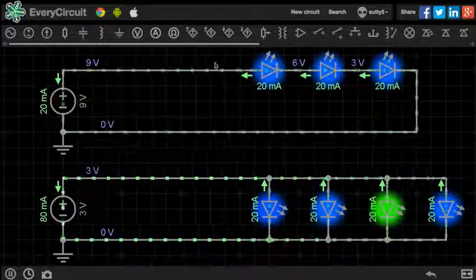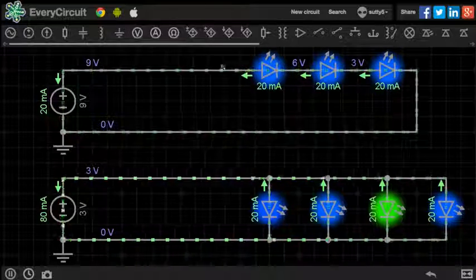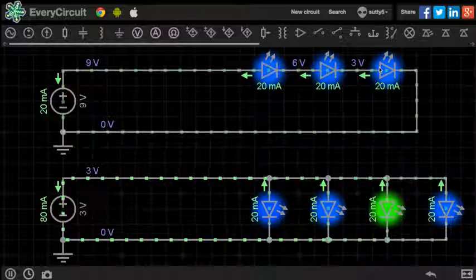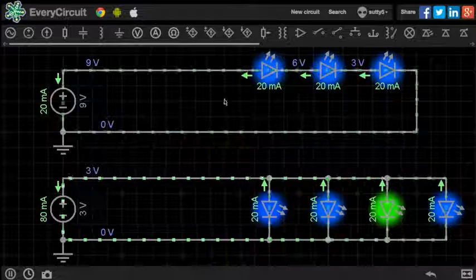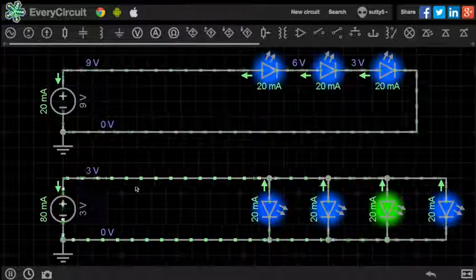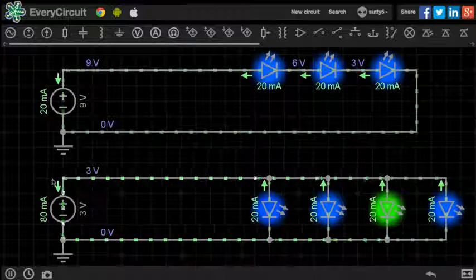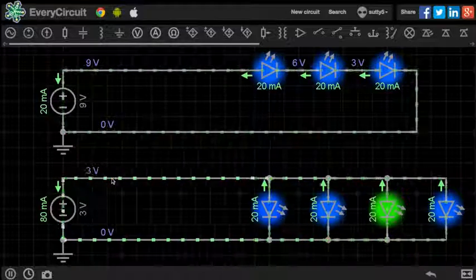That is what makes a series circuit. All of these LEDs here are connected in one line, so the electrons have to flow through one LED to get to the next LED and the next LED. In a parallel circuit, it works differently. You can see the electrons here are moving faster. That's because there is more current flow, and I will get to that shortly.